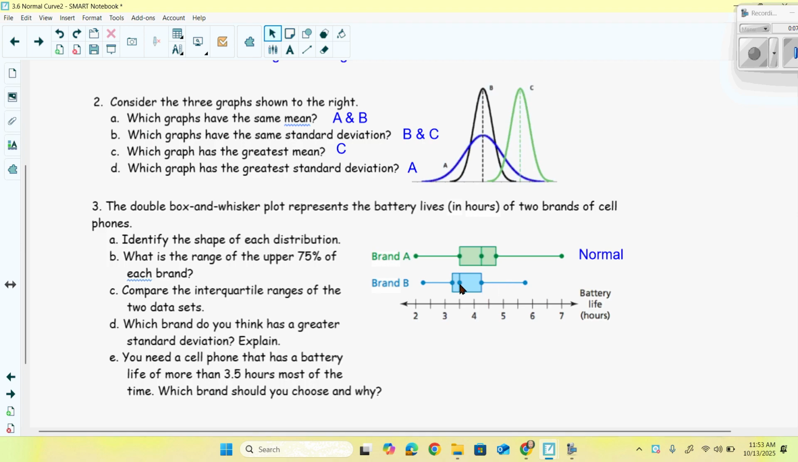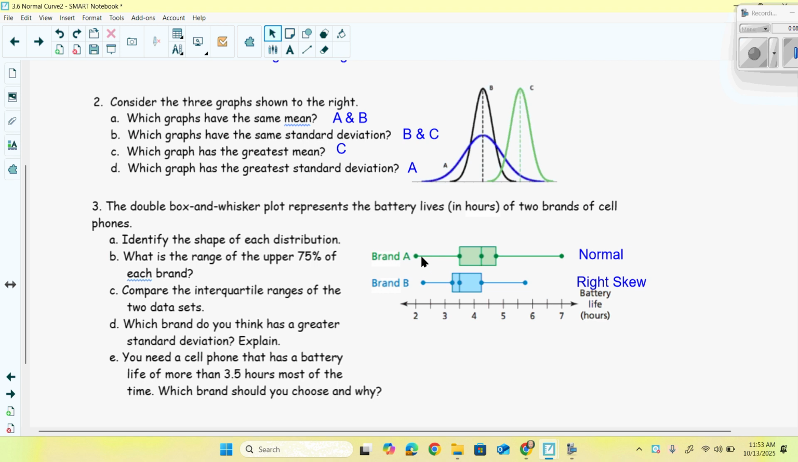This one is pretty close to normal also, but since the median is in the middle, remember again, box plots look at the median as the middle, 50% are to the left and 50% are to the right. For this one, we would say that it's slightly right skewed. It's not a lot.